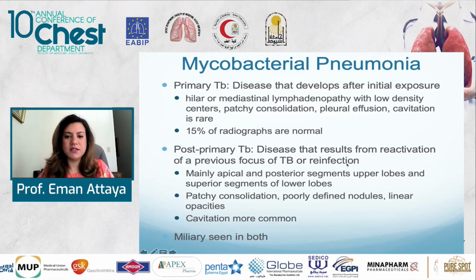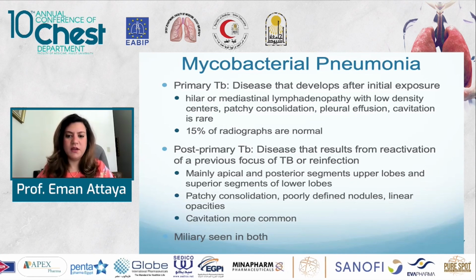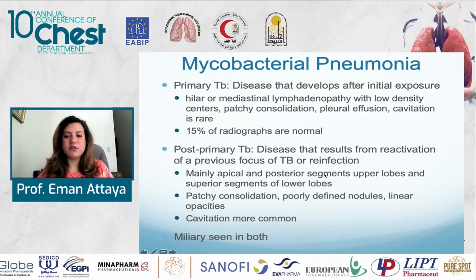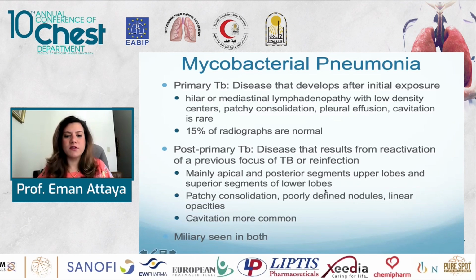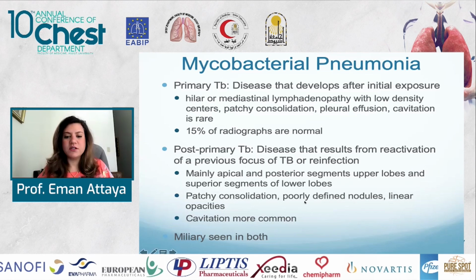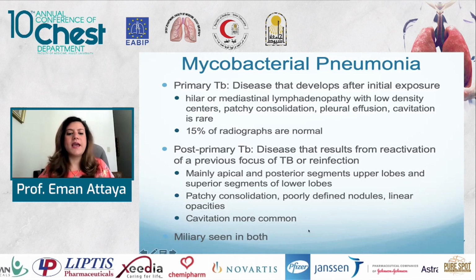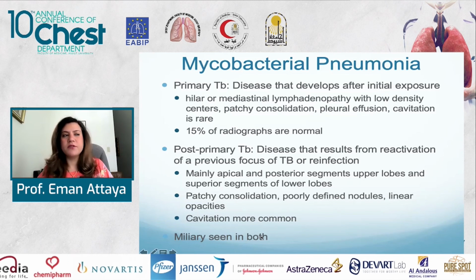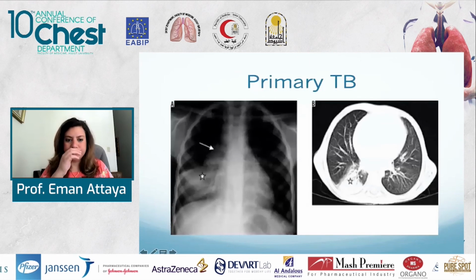Post-primary TB is disease that results from reactivation of a previous focus of TB or reinfection. And so that involves mainly the apical and posterior segments of the upper lobes and superior segments of the lower lobes. You can get patchy consolidation, poorly defined nodules, and linear opacities. And cavitation is more common in post-primary TB. The miliary pattern that we talked about earlier, you can see that with both primary and post-primary.